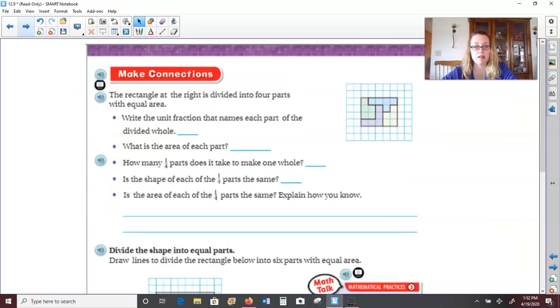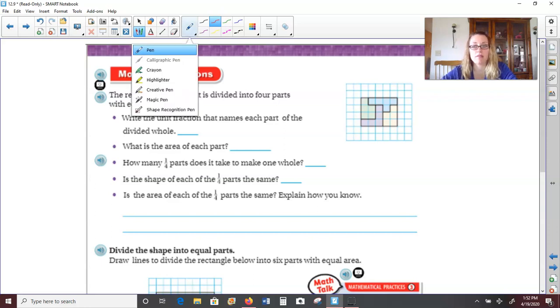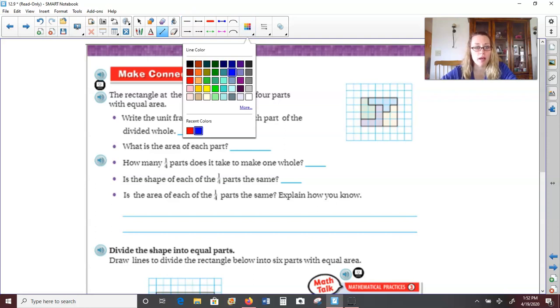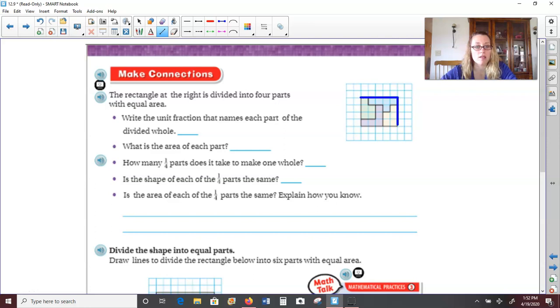It says the rectangle at the right is divided into 4 parts with equal area. Write the unit fraction that names each part of the divided whole. So we're looking at this rectangle, and I'm just going to trace the outline of the rectangle so that we can see the actual shape we're talking about here, the outer part of it. We're looking at this rectangle that I'm tracing in blue, and within the rectangle you can see how they divided it into 4 different parts. We have a light green area, a blue, a yellowish, and a purple.